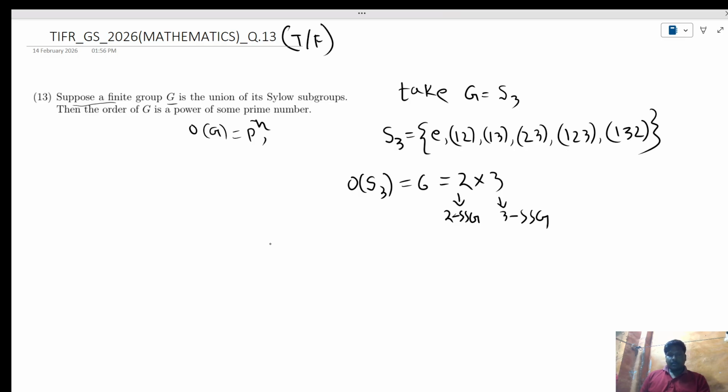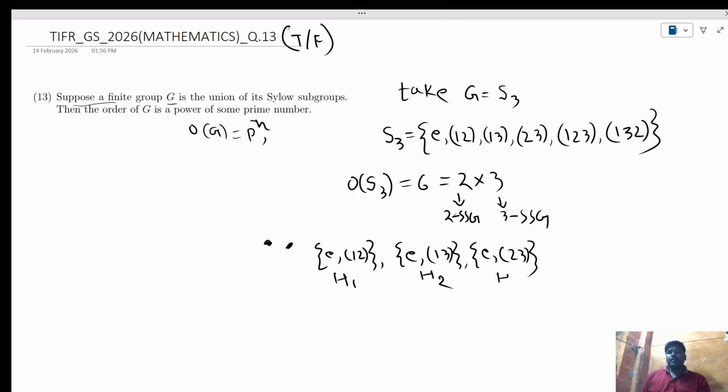That means {e, (1 2)}, {e, (1 3)}, {e, (2 3)} are the subgroups of 2-SSG, H1, H2, and H3, and the 3-SSG, suppose now name it K, this is {e, (1 2 3), (1 3 2)}. This is also a subgroup of G.